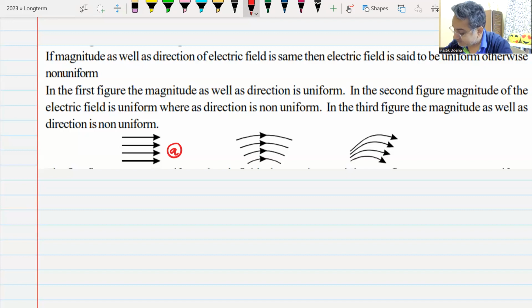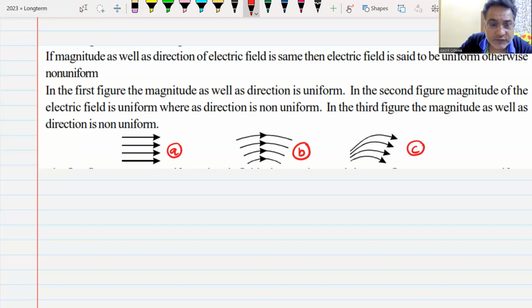Do we understand this? In case B, the magnitude is the same, but the direction is different. In case C, both magnitude and direction are different. Do we understand this? Yes, sir. I'll give you 2 minutes to note this down. Do it fast.